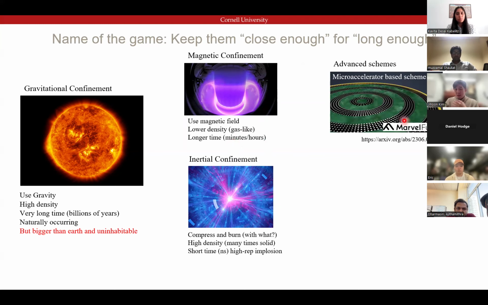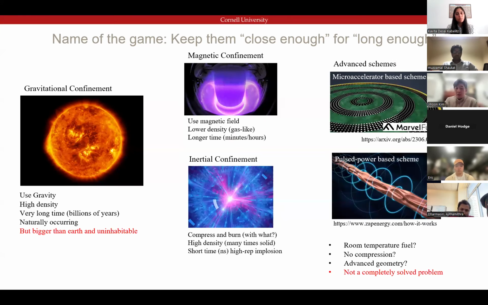And then there's our hub's colleague, Marvel Fusion. They do something called a micro-accelerator-based scheme. I don't know too much about it, but they have an arXiv paper, so you can take a look. Or there are some other companies which are not even from our hub, but Zap Energy tries to use pinch power to do some advanced configuration. So there's a lot of room temperature fuel in Marvel Fusion, or I think they claim no compression, if I'm correct, some kind of advanced geometry. But basically in fusion, there are a lot of approaches and it's not a completely solved problem, which is why I think so many people are working on it and there's still some room for improvement.